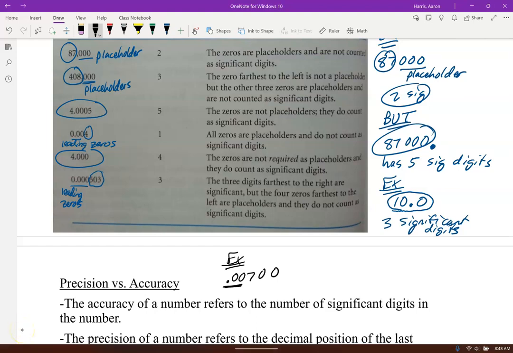These are just leading zeros. So you're going to include the 7 and the 0 and the 0. The last two zeros are not unnecessary, so you got to include them. They're included for a reason, so there's 3 significant digits. 3 significant digits circled there.